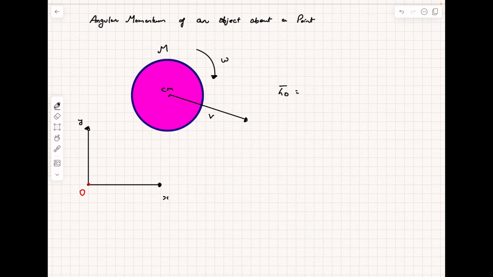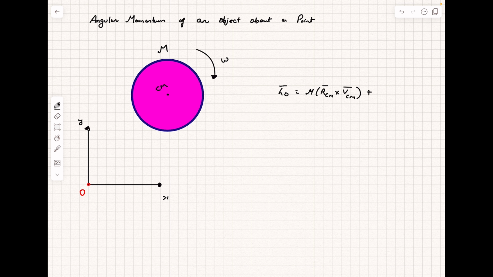So for that, what we're going to do is draw a position vector. Let's call this our R CM vector. So the first term is going to be M, which is the mass of the object, times R CM cross V CM. So this is assuming the entire thing as a point mass placed at the center of mass.